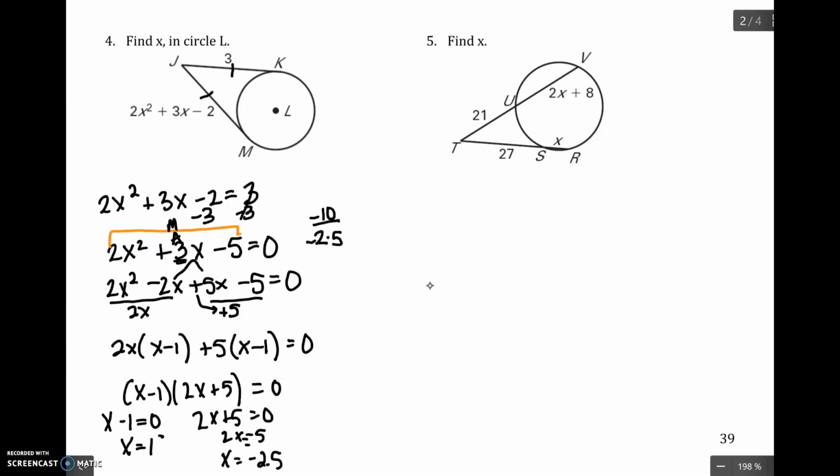Okay, now when I substitute those x's back into check, substituting in a 1 would get me a positive number, so that one's okay. But substituting in a negative 2.5 up here is going to end up with a negative answer, so this one gets rejected. Okay, on to number 5.